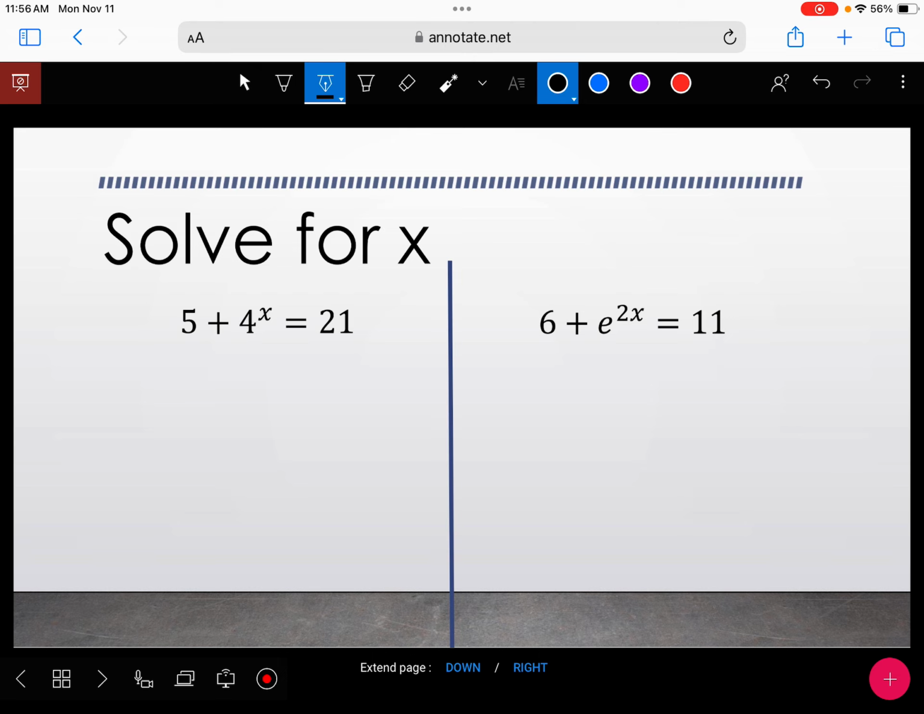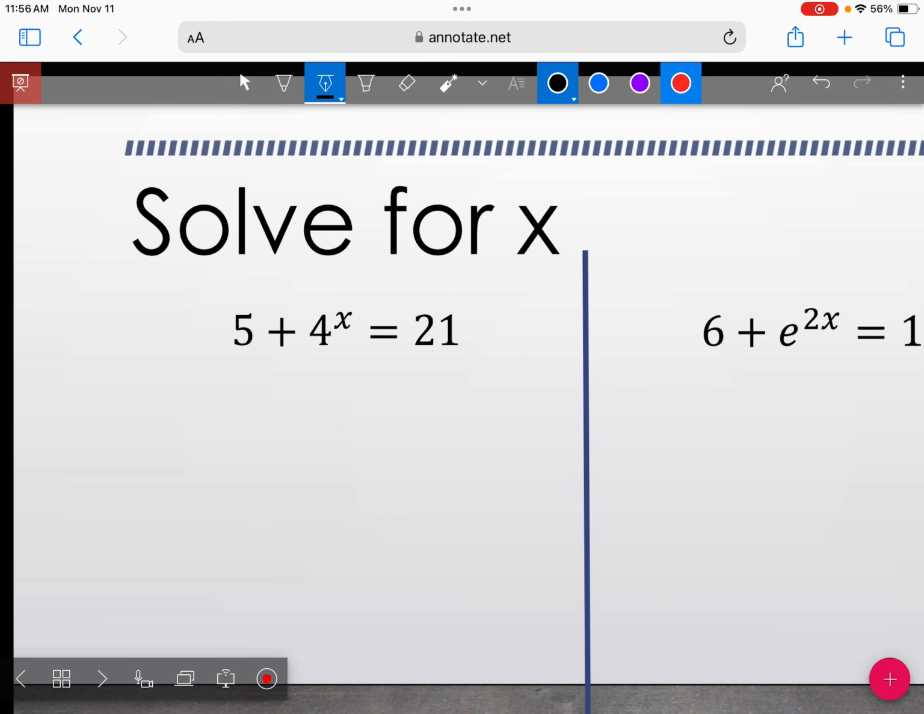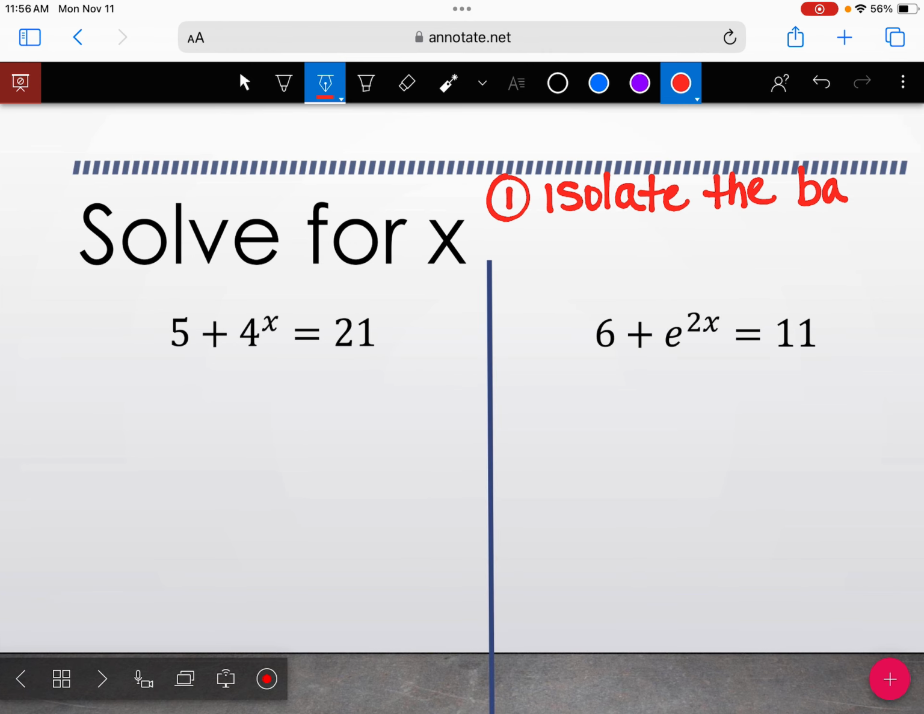So go ahead and copy down. We'll just do one at a time. So we'll start off with this one. We're going to solve for x. Okay, I have an idea. But you gotta hear me out. In the end, well, let me finish this and then I'll listen to your idea.